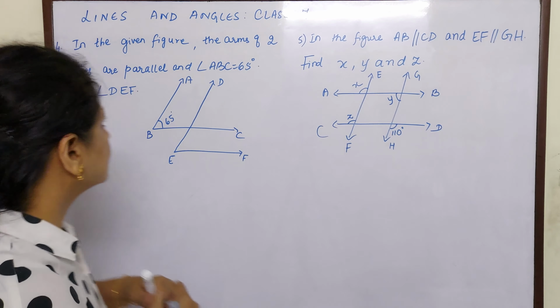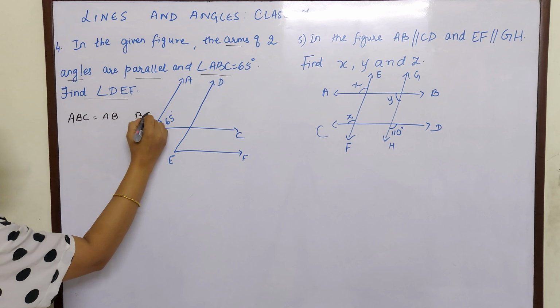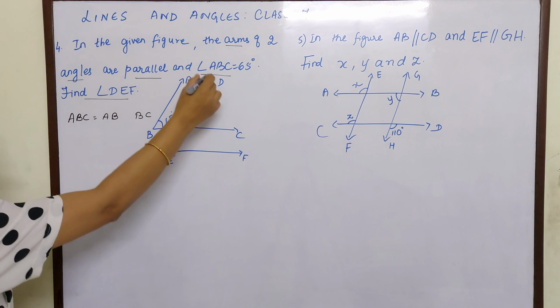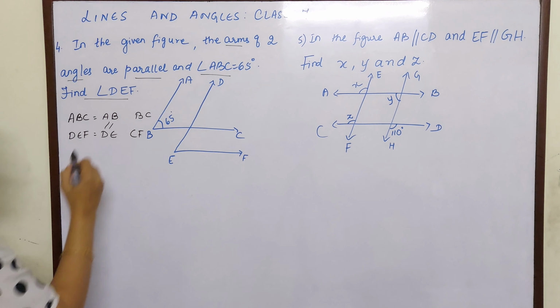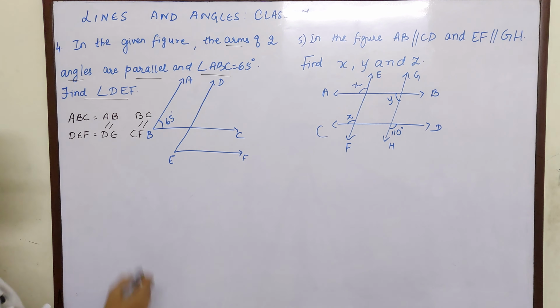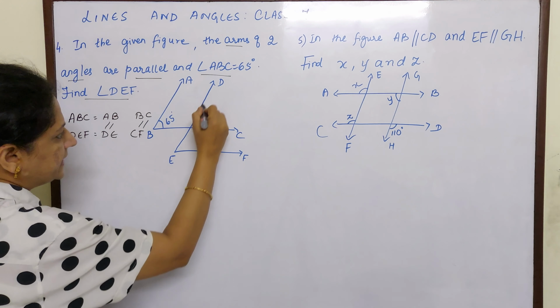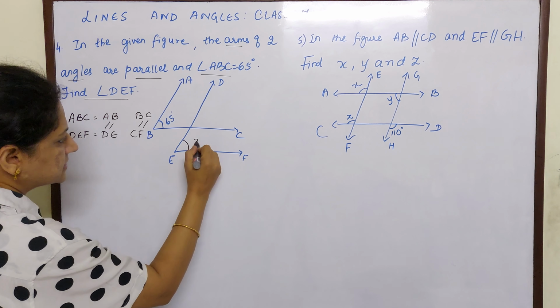In the given figure, the arms of an angle are parallel and angle ABC is equal to 65 degrees. Find angle DEF. So they have told that the arms are parallel. In angle ABC, AB is one arm and BC is one arm. Then in angle DEF, DE is one arm and EF is one arm. So AB is parallel to DE and BC is parallel to EF. And they have asked us to find angle DEF.